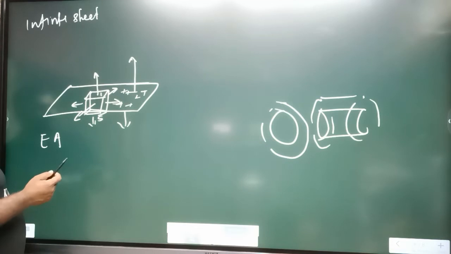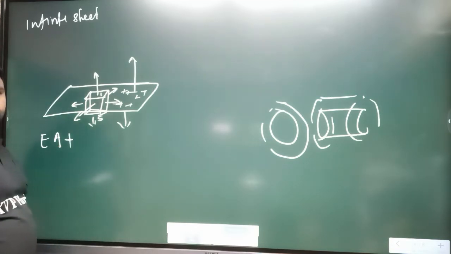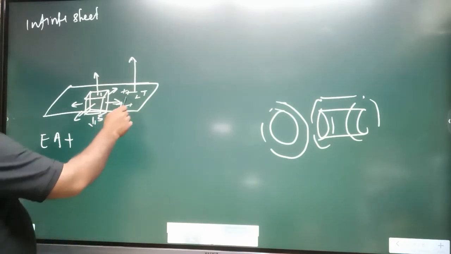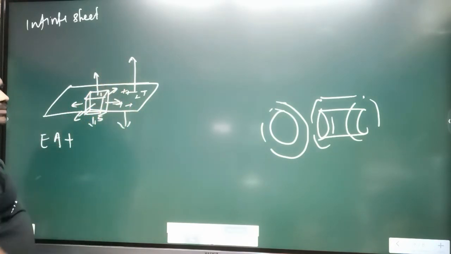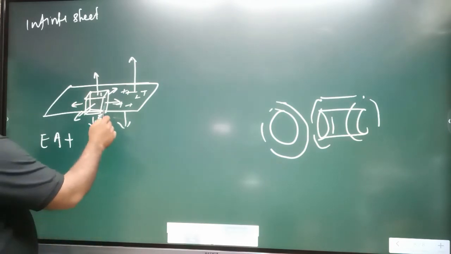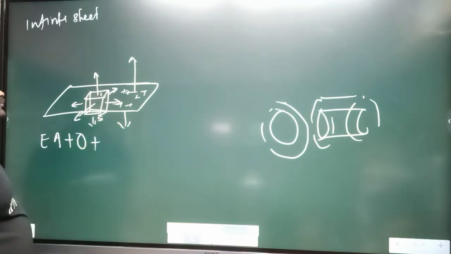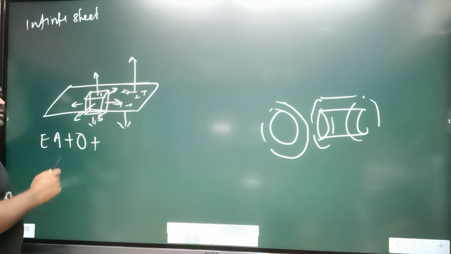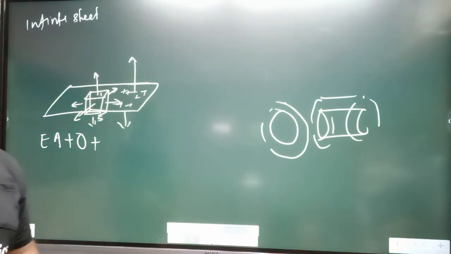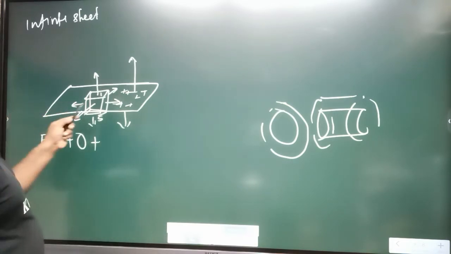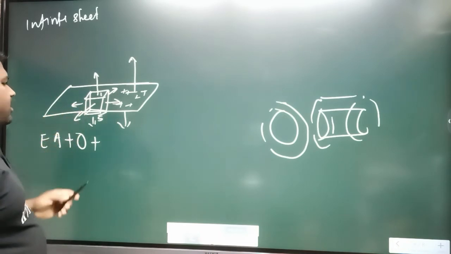Zero. Angle between them, 0. Cos 0 is 1. Second, electric field direction, this one. Area vector, this one. Angle between them is 90, so cos 90 is 0. Area vector again, 0. Area vector, this one. Electric field direction, this one. Angle between them, 90. 0.